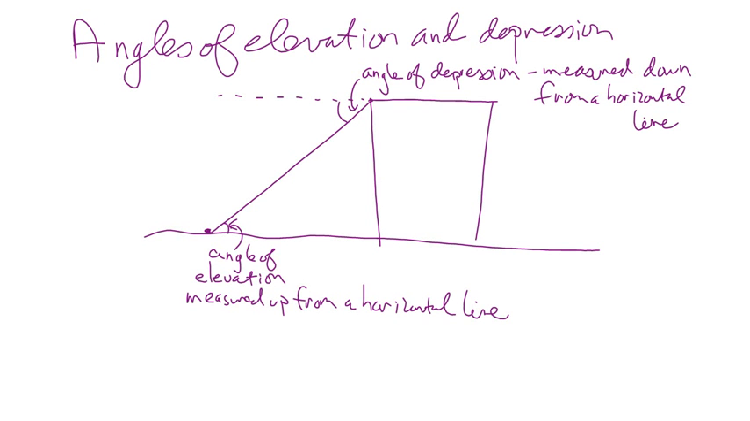Okay, so those are angles of elevation and depression. They are equal to each other, because these are parallel lines, and you get that unique little Z shape here. So these angles are called alternate interior angles, and alternate interior angles are equal. So the angle of elevation is equal to the angle of depression.